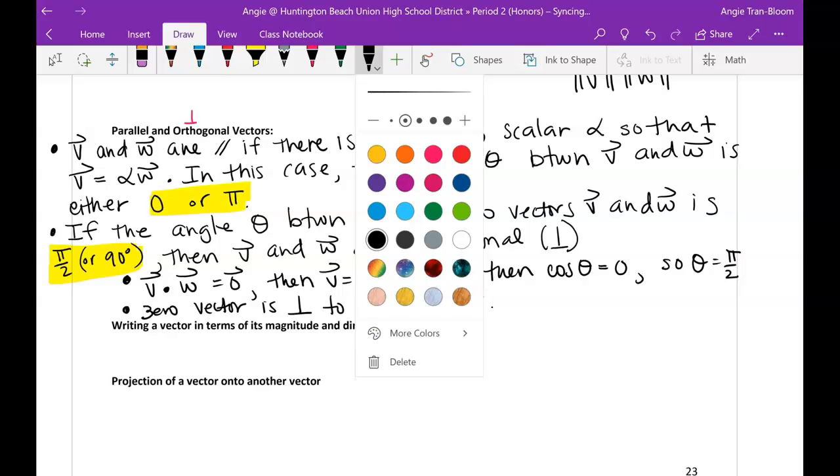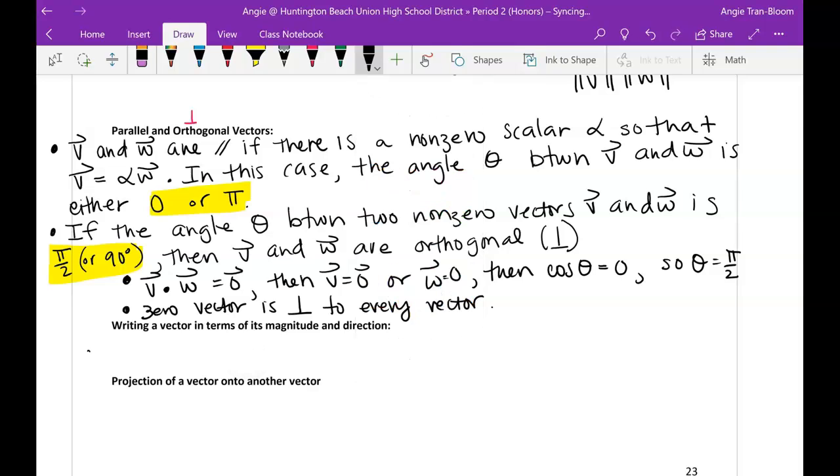Next, writing a vector in terms of its magnitude and direction. This is sort of a review from last time, so there's really nothing new here. If we have to write a vector in terms of its magnitude, we are now going to use cosine of theta in the i direction plus sine of theta in the j direction. Okay, so this is a review.